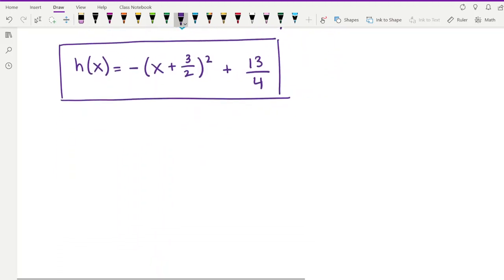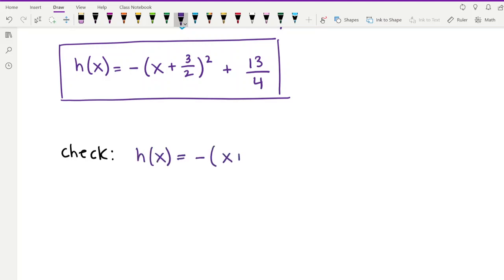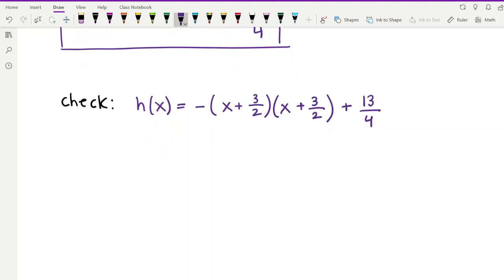So let's check that if we multiply it out, this is the same as what we started with. So if we take h of x is equal to negative x plus 3/2 times x plus 3/2, and then we have plus 13/4. So what's going to happen here, let's leave the negative sign on the outside and multiply these two things together. So we get x squared plus 3/2 x plus 3/2 x plus 9/4, right? If you multiply together 3/2 and 3/2, you get 9/4.